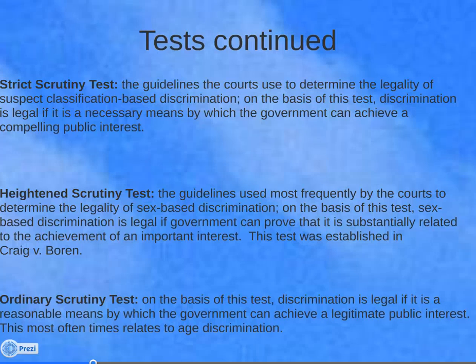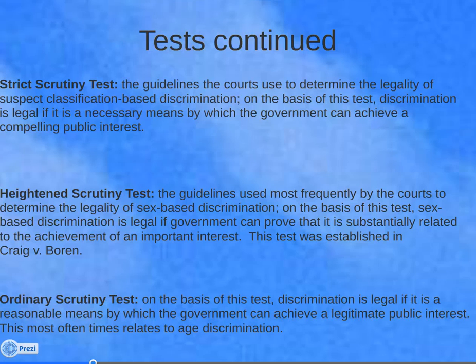These are the guidelines used most frequently by the courts to determine the legality of sex-based discrimination. On the basis of this test, sex-based discrimination is legal if the government can prove that it is substantially related to the achievement of an important interest. It was established in Craig v. Boren. Difficult to prove. The government has an important interest in this, but sometimes they can.